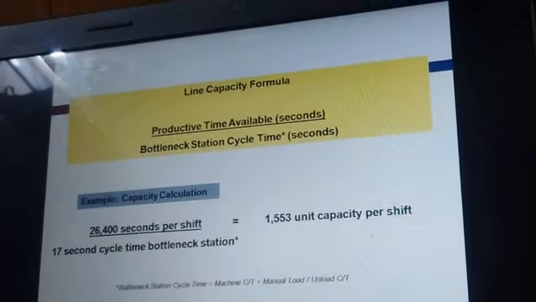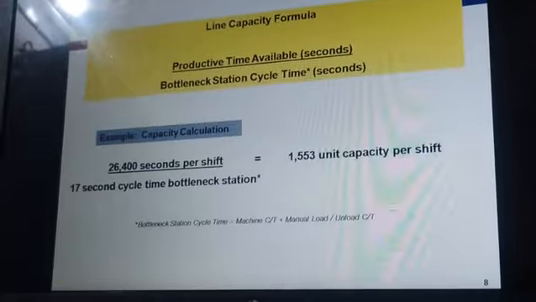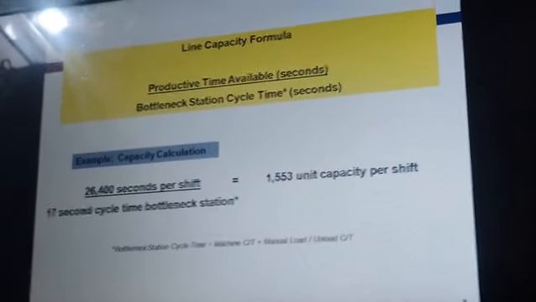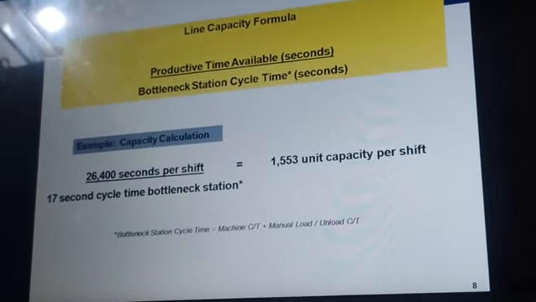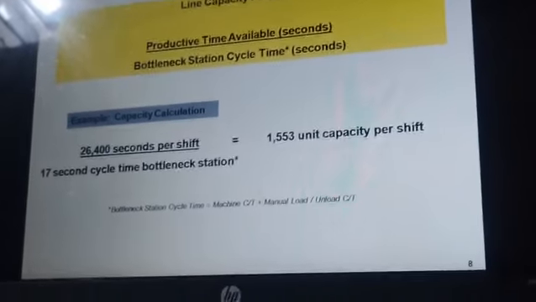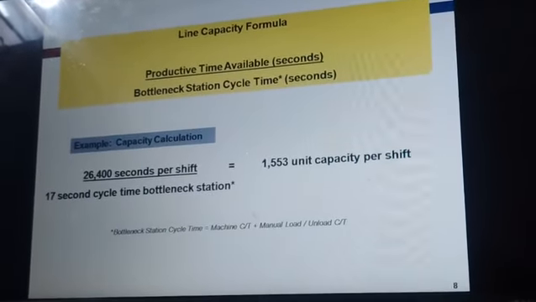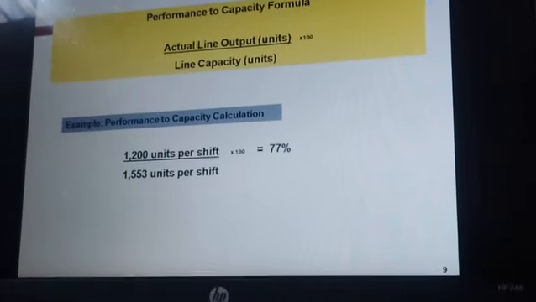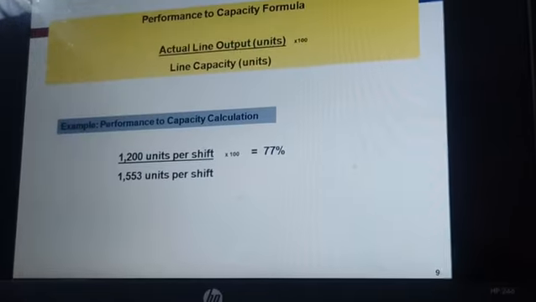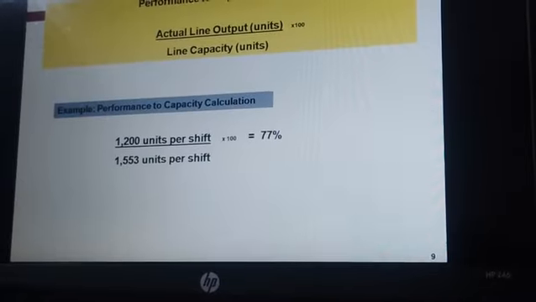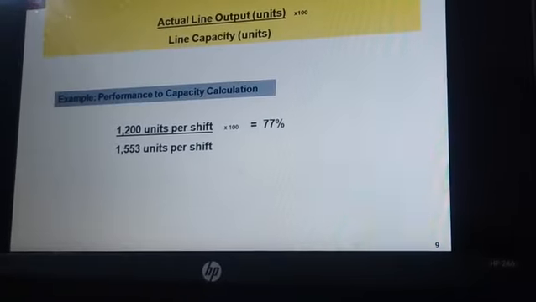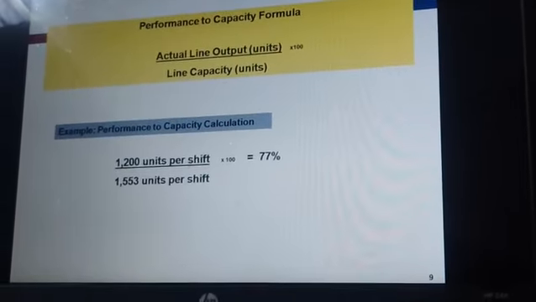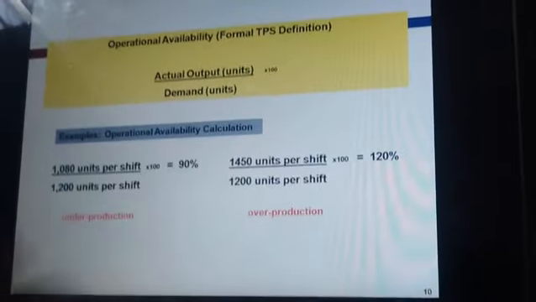Another formula is the line capacity calculation. This is a simple formula: the productive time available divided by the bottleneck station cycle time. For example, 26,400 seconds per shift divided by 17 seconds cycle time at the bottleneck station equals 1,553 units capacity per shift. This is the line capacity per shift. Another is performance to capacity: actual line output divided by line capacity times 100. For example, 1,200 units per shift divided by 1,553 units per shift times 100. So the performance to capacity is 77%.